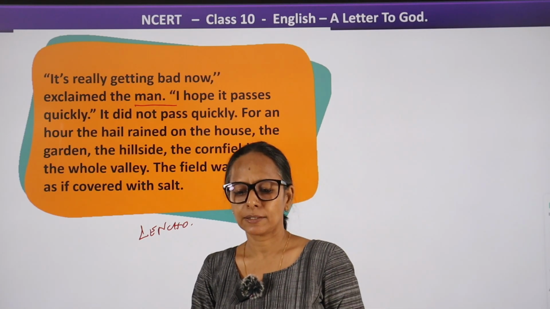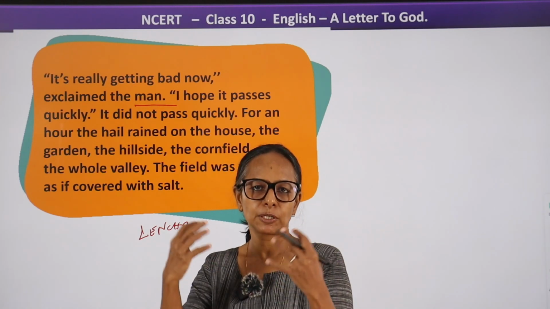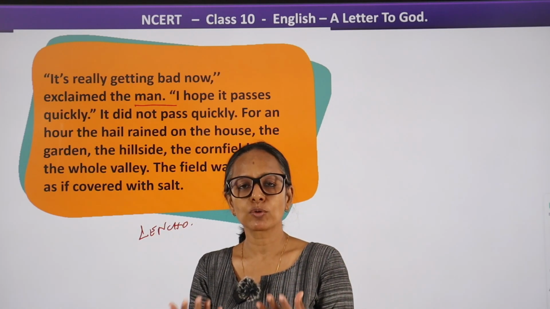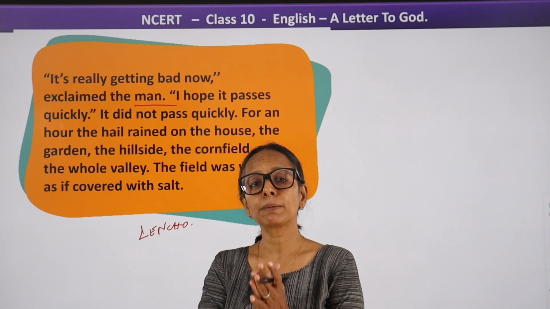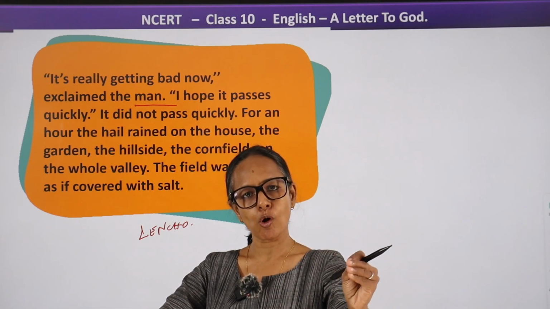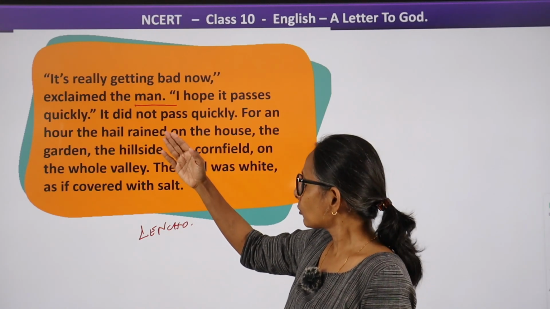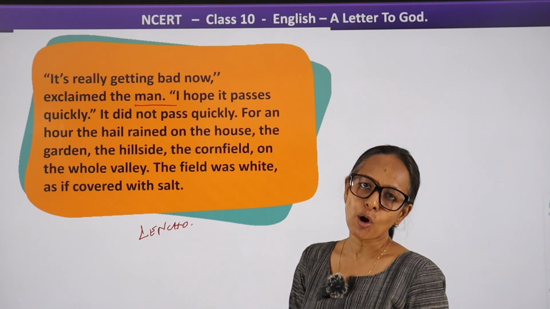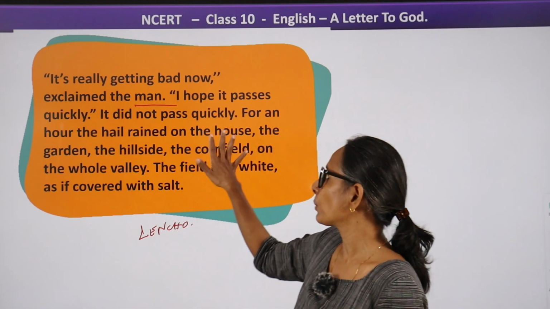So he's saying this is not the rain we wanted for the crops, because these hailstones have started falling. "I hope it passes away quickly now." He wants these hailstones to go away. He wants rain to fall. It did not pass quickly. So what does he want? He wants it to pass quickly, but does it? No, it does not pass quickly.